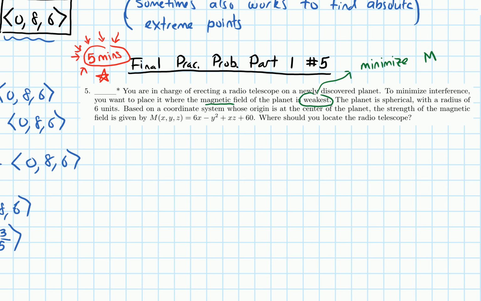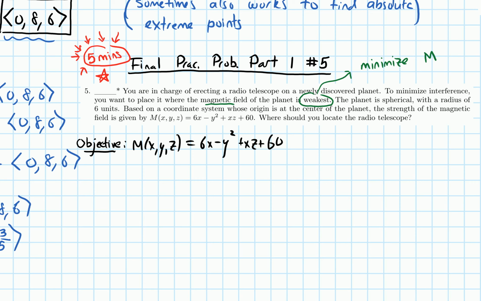Okay, so our function M, let me write it like this. M of x comma y comma z equals 6x minus y squared plus xz plus 60. I want to minimize this, and the thing that I want to minimize or maximize, we call that the objective. So this is the objective right here.